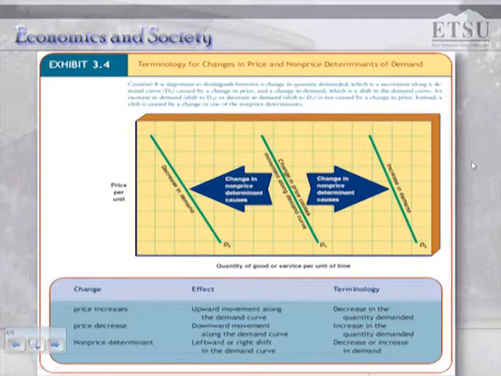There are some nice examples of these shifts on pages 55 and 56 in your textbook. So pay special attention to that as you proceed through Chapter 3. Our next presentation will conclude Chapter 3, beginning with the law of supply.